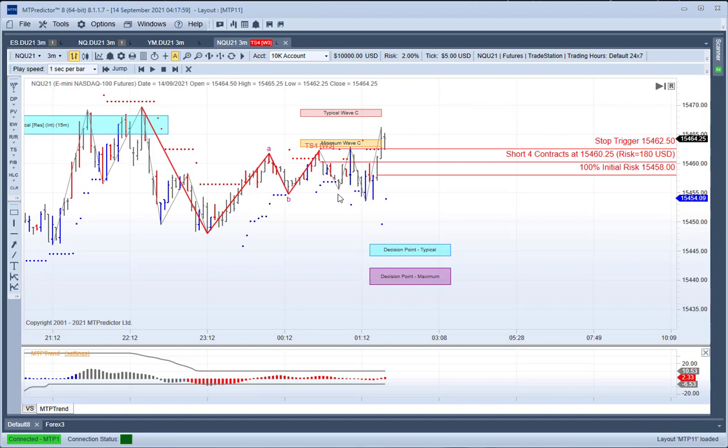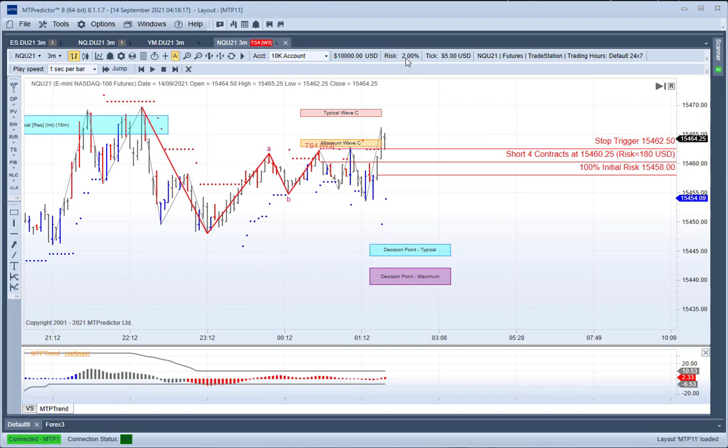So what's so important about losses? Well, losses will happen no matter what trading approach you take. So what we do at MTPredictor is we use a technique called position sizing, which is what we have here. So we vary the number of lots, contracts or shares to keep your initial risk small and under control. In other words, a set percentage of your trading account.